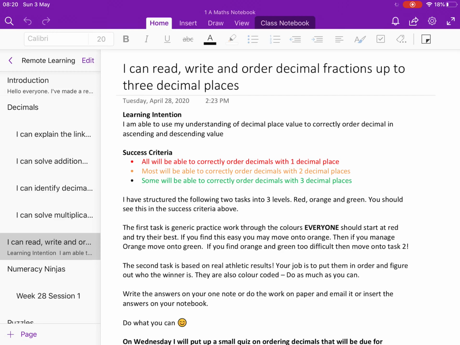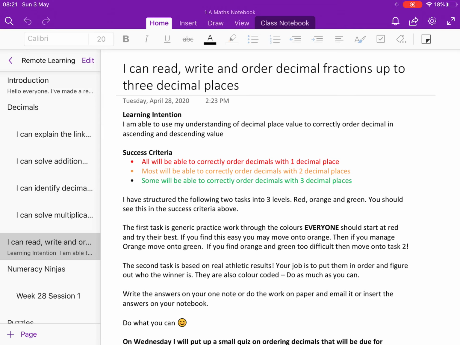The idea is that we have 3 stages. We've got red, orange and green. All of us will be able to correctly order the decimals with one place. That's in the red colour. Most of us will be able to correctly order decimals to 2 places. And then some of us will be able to correctly order decimals to 3 places.